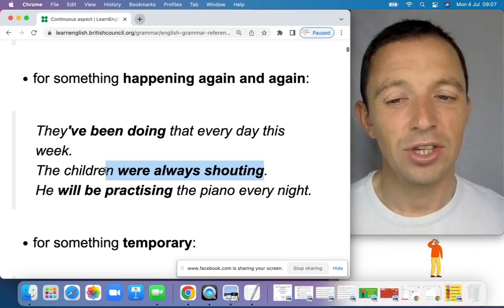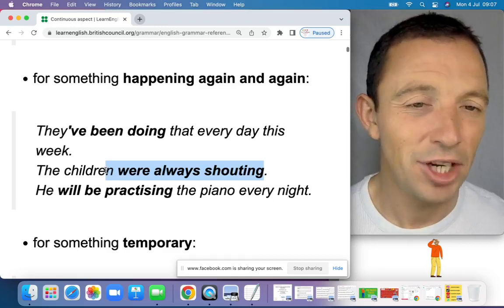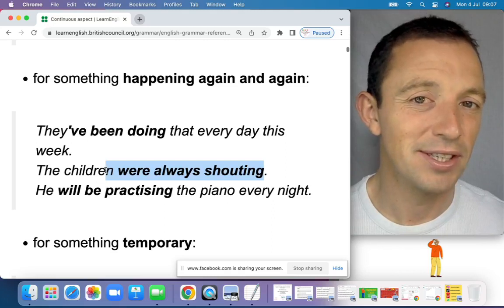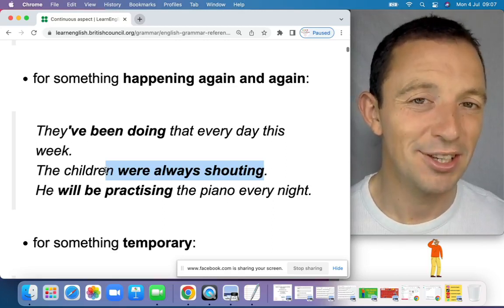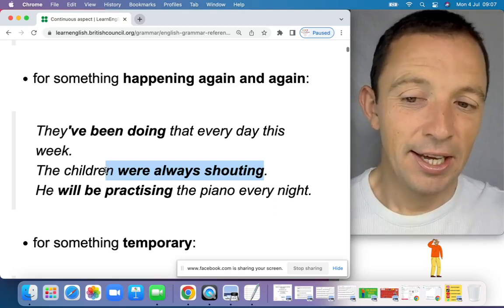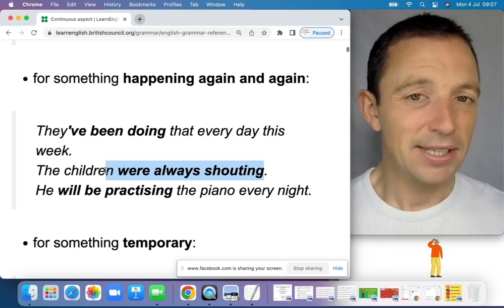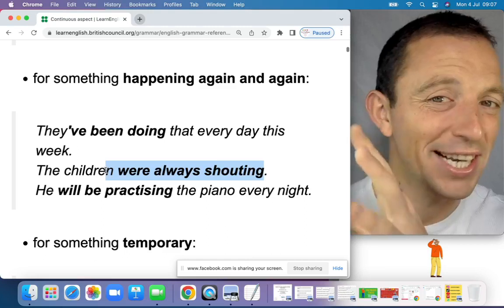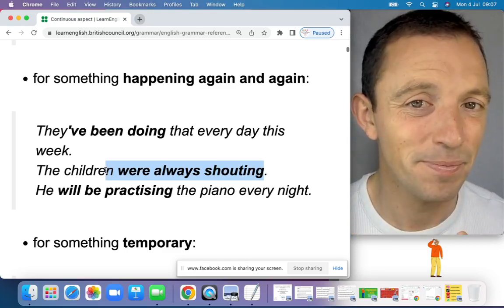Okay, so that's another definition of when we use the continuous aspect. Very similar to the previous example for something happening for some time. So I think most people are clear, but there are six or seven different perspectives here.